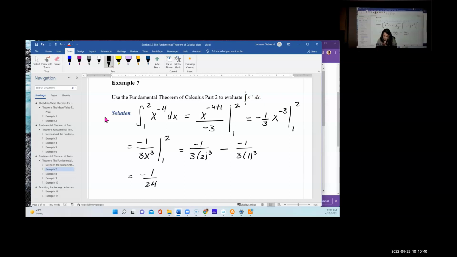A double negative makes it plus. 1 cubed is 1, so I get 1/3. Now writing 1/3 in terms of 24ths becomes 8/24ths. So I get negative 1 over 24 plus 8 over 24, which gives me 7 over 24. Right? Are there any questions about that one?